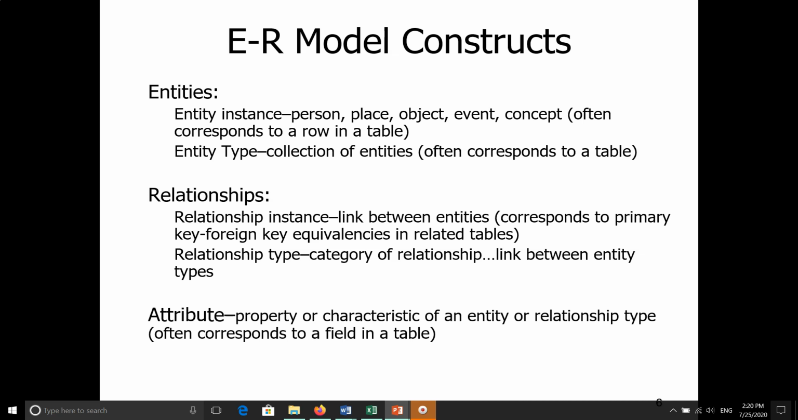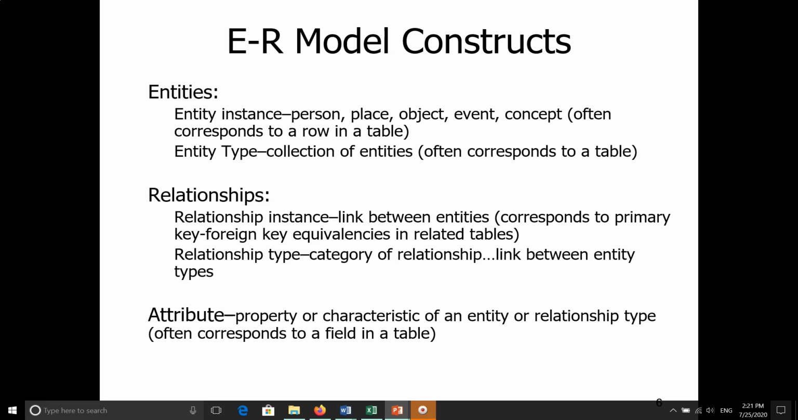So for example, John Smith would be an entity instance of customer or an entity instance of student, but customer would be the entity type which contains John Smith. So that's the difference between entity instance and entity type. And anything can be an entity. For example, student, customers, these are people, building, college, university, these are all examples of entities.